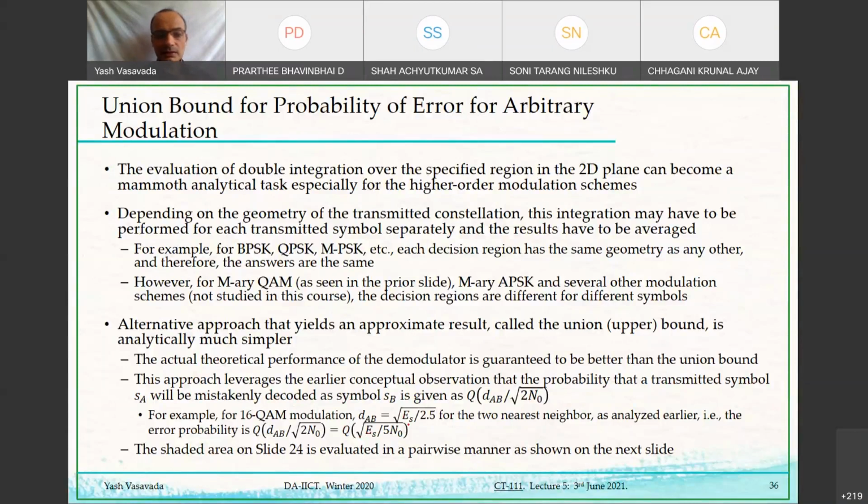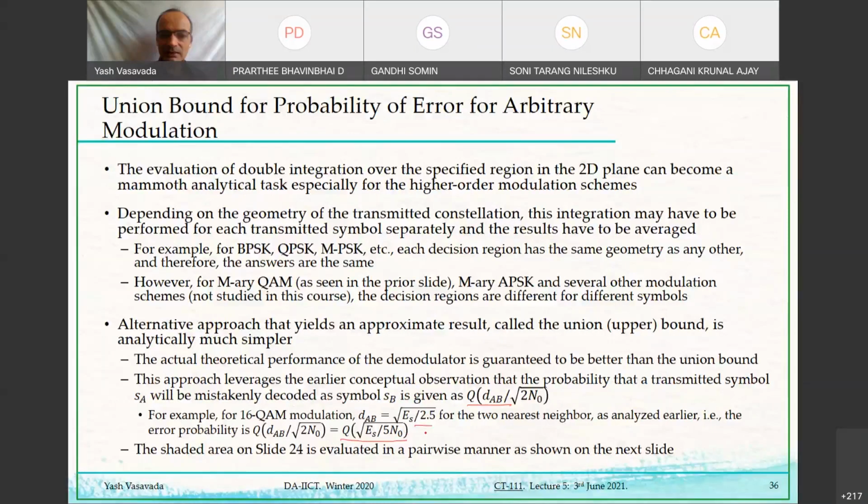Do you understand this? Yes, sir. Okay, so at least Somin understands it. I hope others are also able to relate these two observations that we have made earlier.